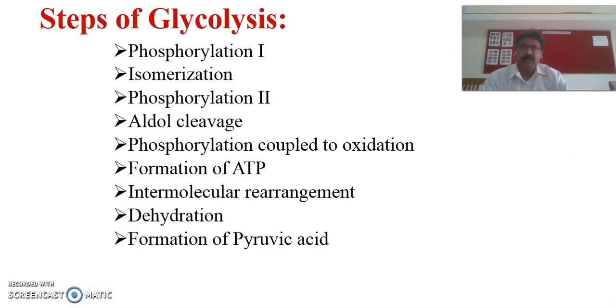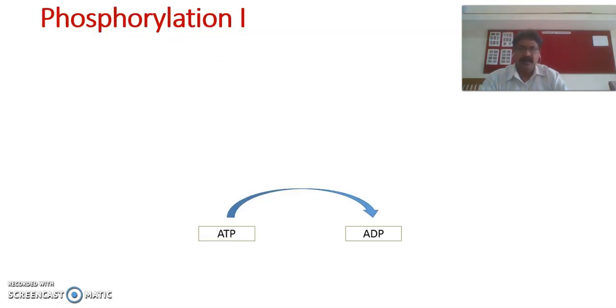See, these are the different steps of glycolysis. First is phosphorylation 1, second isomerization, then phosphorylation 2, which is followed by aldol cleavage, then phosphorylation coupled to oxidation, formation of the ATP molecule, intermolecular rearrangement, dehydration, and formation of the pyruvic acid. So we will observe here the first step of glycolysis.